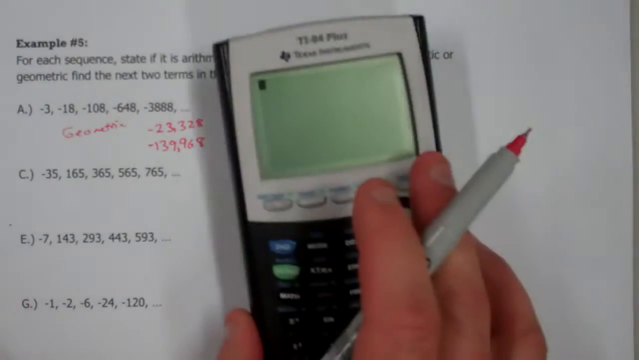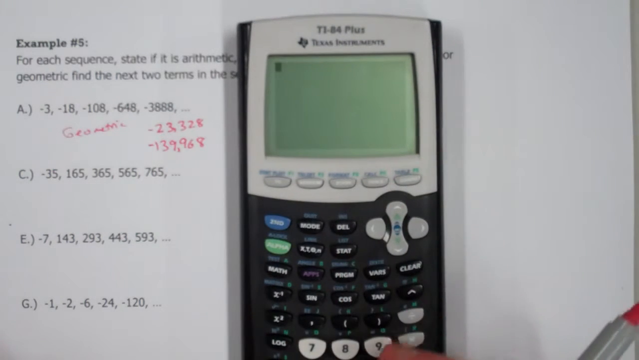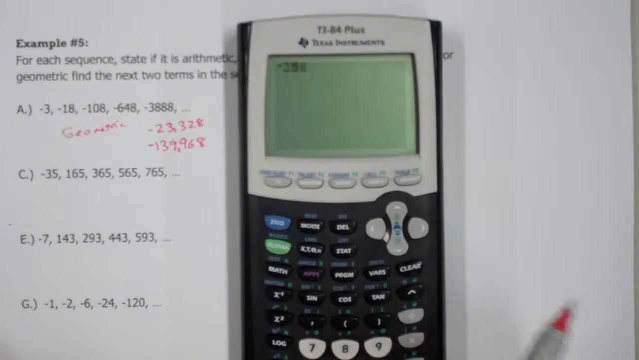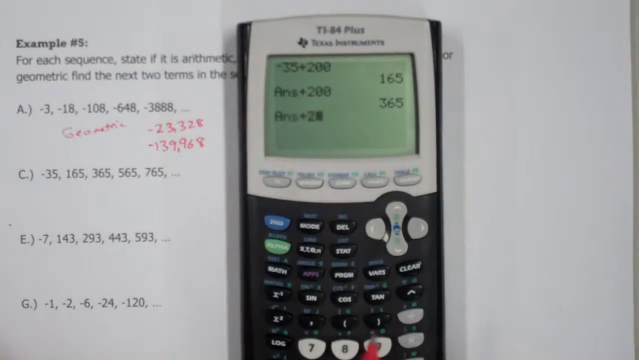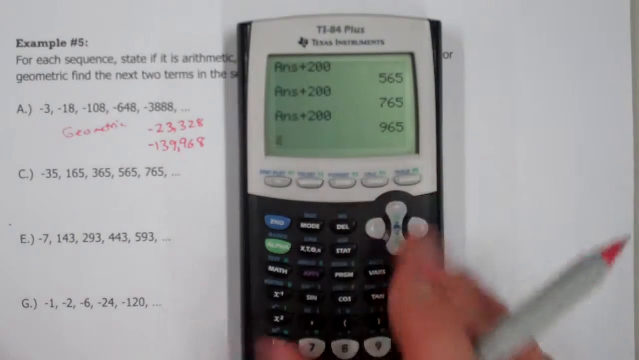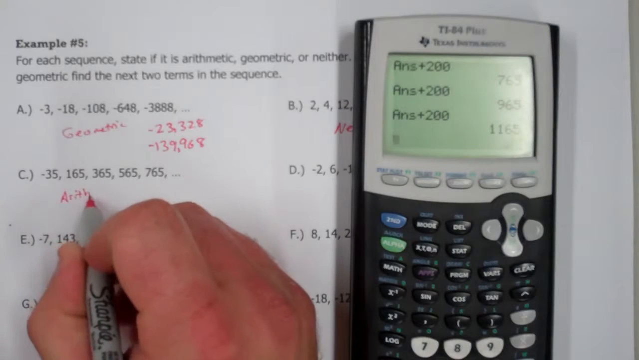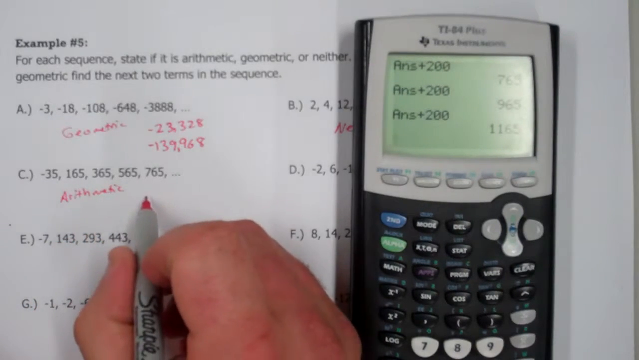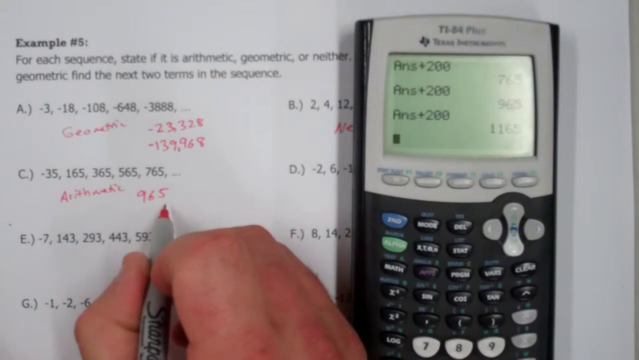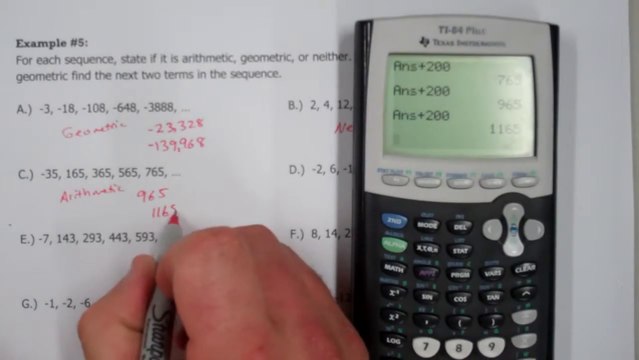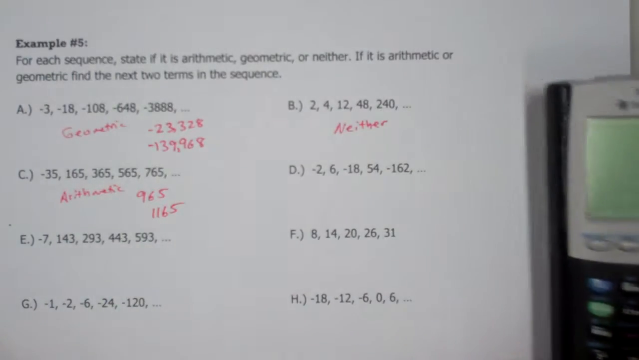-35 to 165, that I think is around 200. Let's see if I guessed right. So we're going to add 200, and we get 165. Add 200, the next term. Add 200, and we get the next two. Add another 200 and another 200. So we're adding the same thing. This is arithmetic. And the next two terms are 965 and 1165.